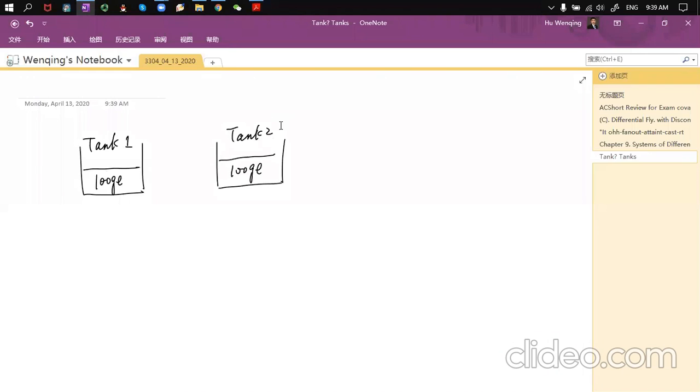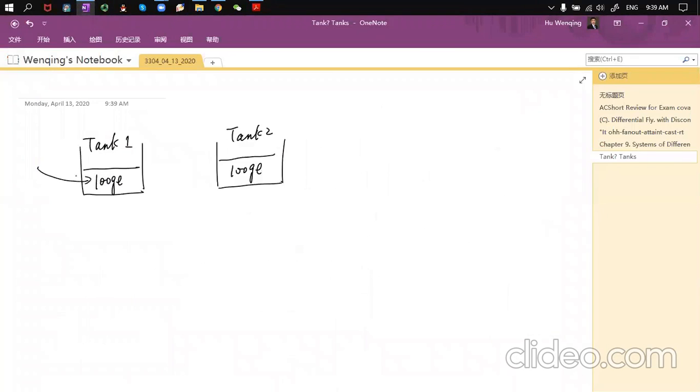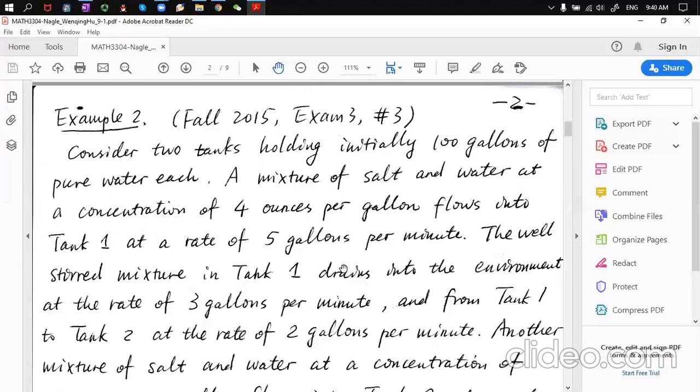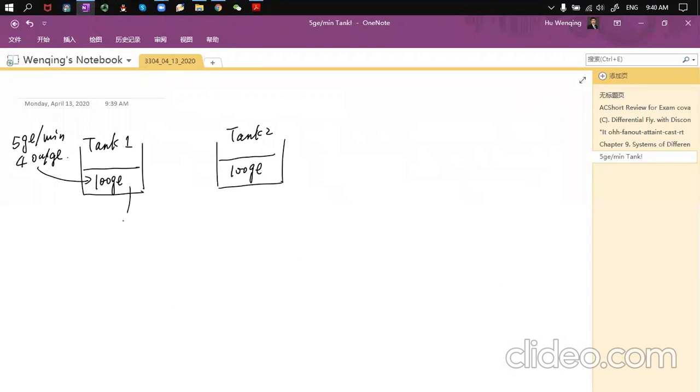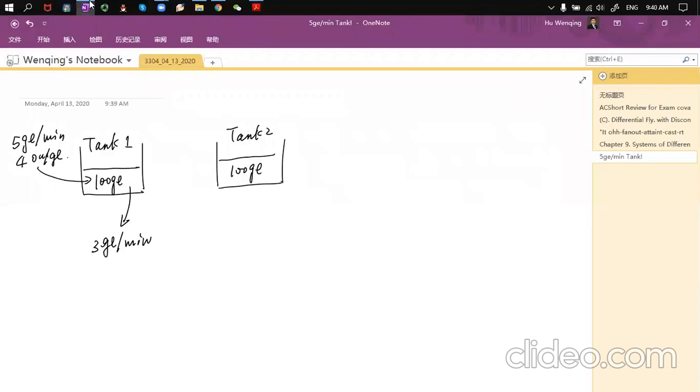Now when you draw pictures, you should put the data there in order to make it more visible. So a mixture of salt and water, concentration of 4 ounces per gallon, with a rate of 5 gallons per minute. That means 5 gallons per minute, at 4 ounces per gallon, of this mixture of salt and water is going to enter the tank. And a well-stirred mixture drains into the environment at the rate of 3 gallons per minute. It also drains from tank 1 to tank 2 at a rate of 2 gallons per minute.